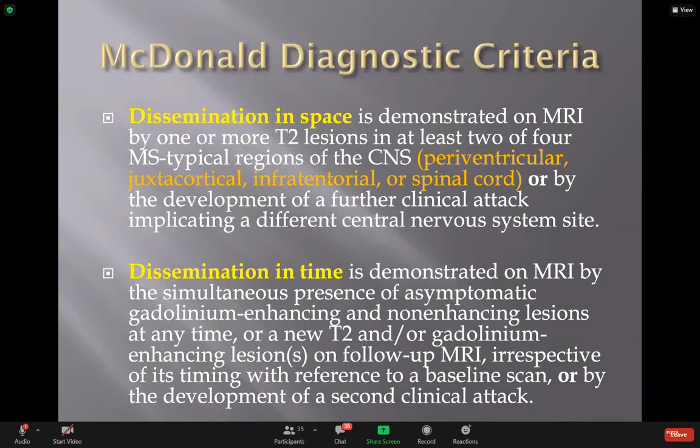How can you do that by MRI? You use the contrast. The contrast is called gadolinium. Gadolinium will enhance MS lesions when they are new lesions. So if you see 5 lesions on the brain and you give gadolinium and only 2 of them enhance, that means, okay, those lesions that did not enhance are old, those 2 are new because they're enhancing. There is evidence of dissemination in time.